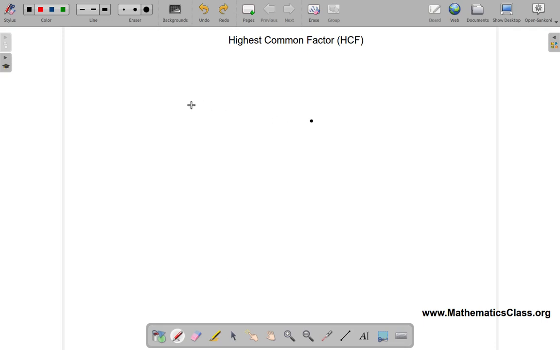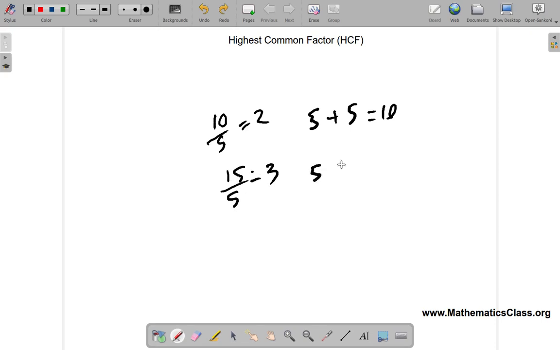So, for example, we have 10. 5 is a factor of 10 because if we divide by 5, we get 2. So that means you have 5 plus another 5, 2 5s, that gives you the 10. And if you have 15 divided by 5, you get 3 because 5 into 15 is 3 times. That means there are 3 5s into 15: 5, 5, and 5. When you add them up, you will get 15, and so on and so forth.